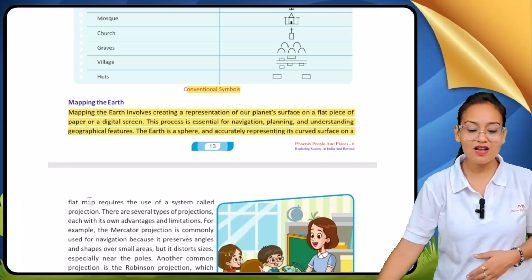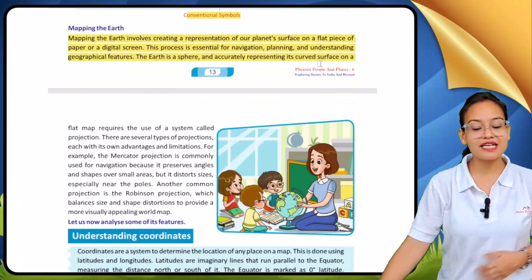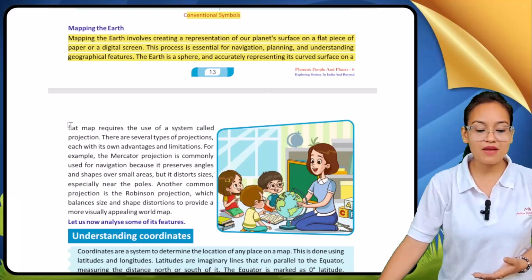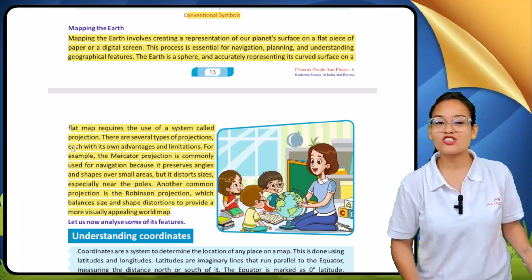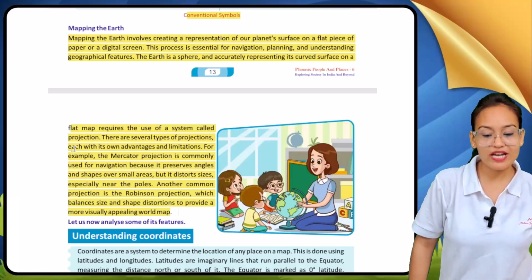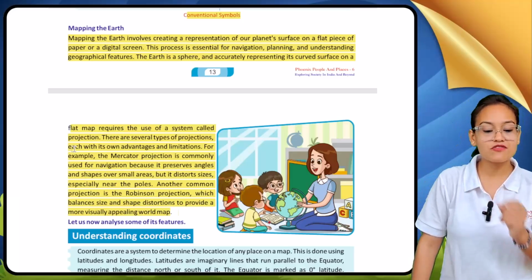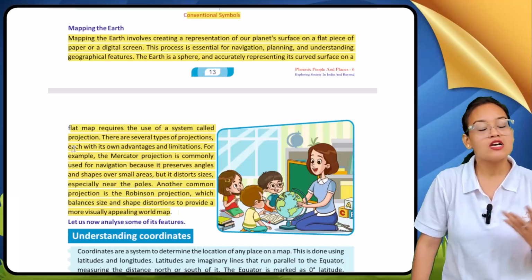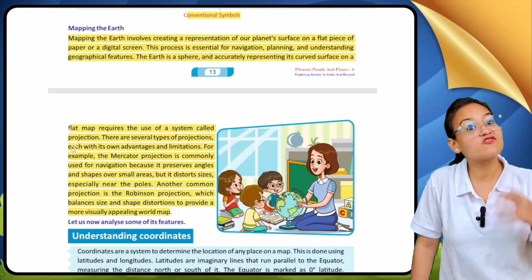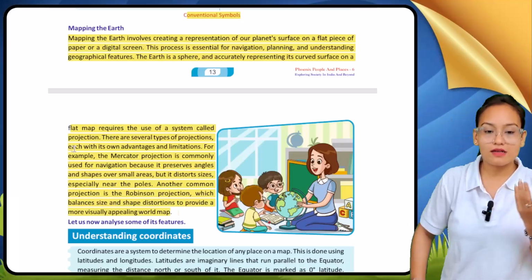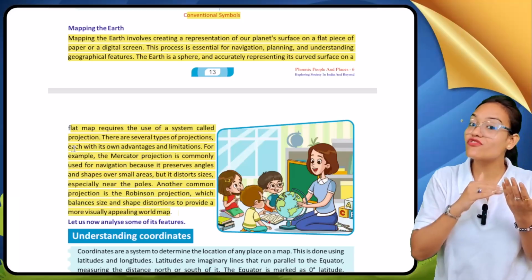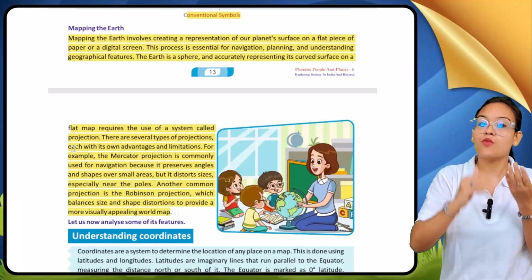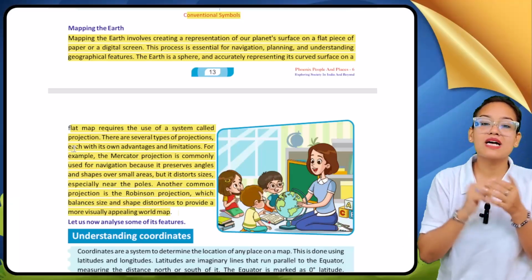The earth is a sphere, and accurately representing its curved surface on a flat map requires the use of a system called projection. So here another term comes, called projection. As you all know, earth is spherical in shape. Earth is not round in shape, it is spherical in shape. So to draw our planet Earth on a flat surface, we need some kind of projections.